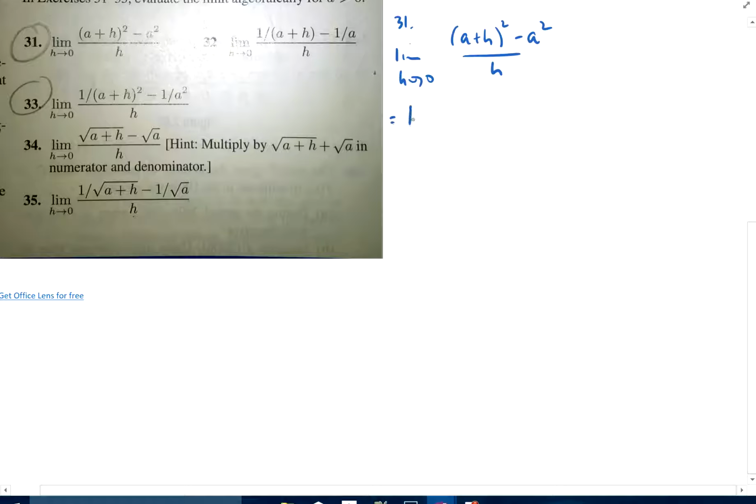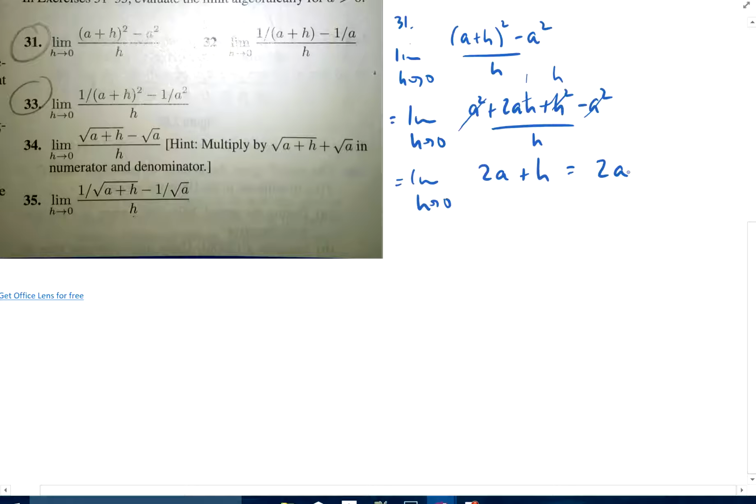So that's going to be the limit as h approaches 0 of a squared plus 2ah plus h squared minus a squared over h. The a squareds cancel. The h goes into there once, h times, so this is going to be the limit as h approaches 0 of 2a plus h. And as h goes to 0, that's just 2a. So if in the original limit a was 2, the answer would be 2 times 2. If a was 4, it would be 2 times 4, and so forth.